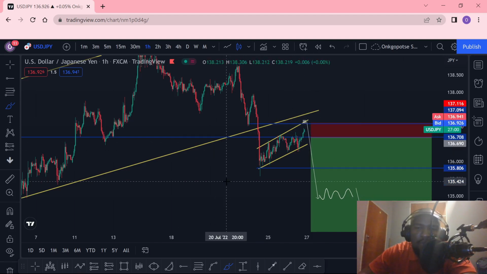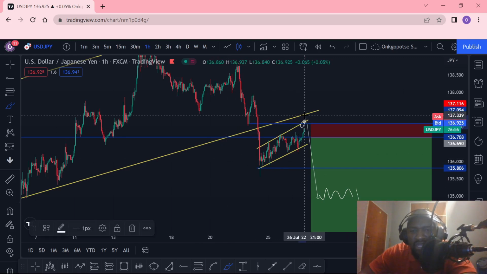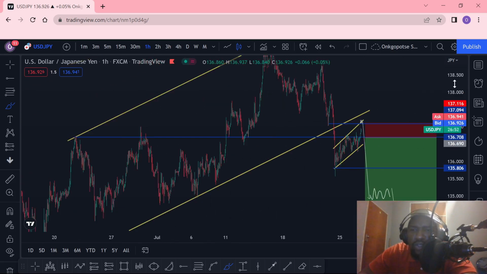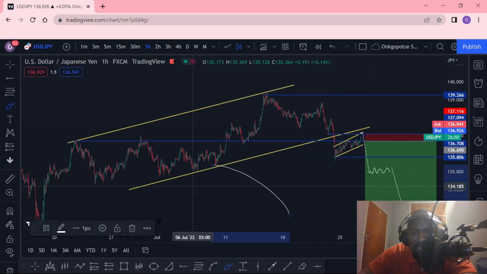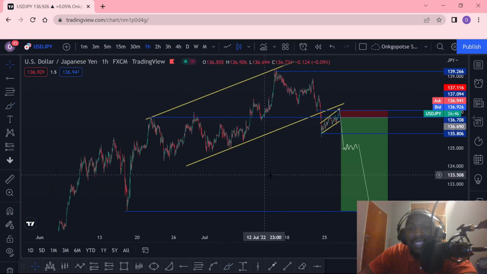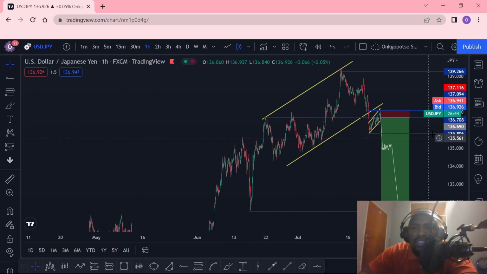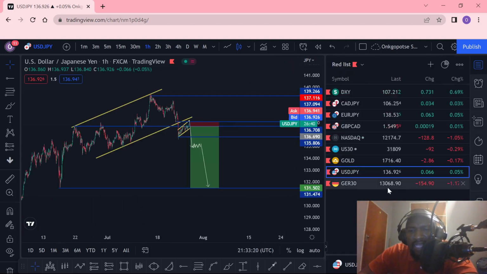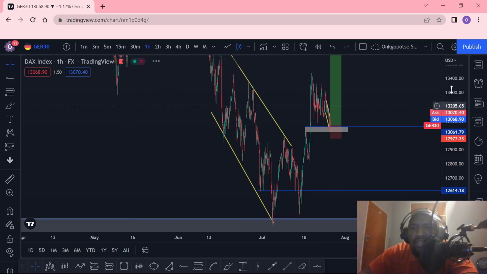So USDJPY is going to be shaping up nicely until these beautiful levels right there. That's when we can take upon the sells. So this one is actually beautiful, guys. We can sell and cater for more selling opportunities. So moving to the last one, guys, which is the German 30.